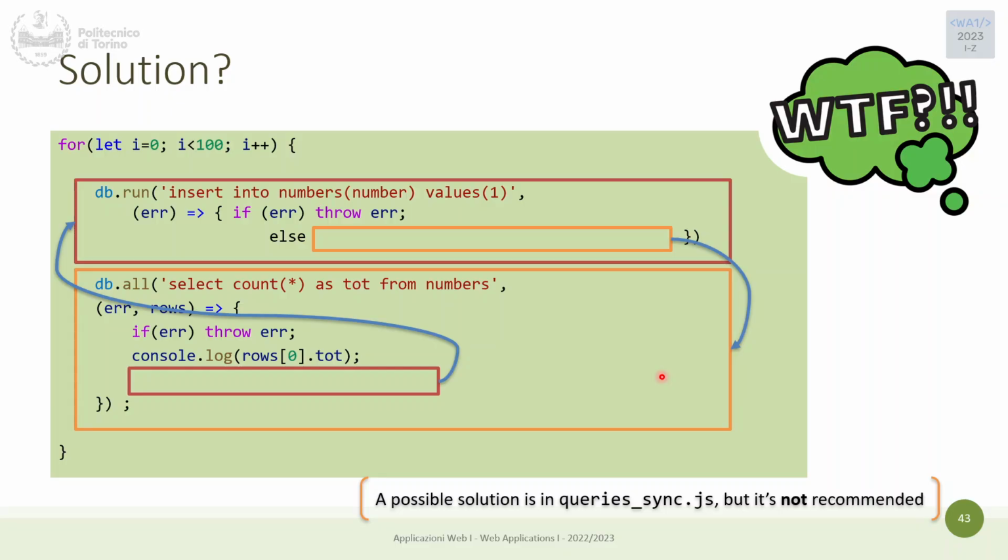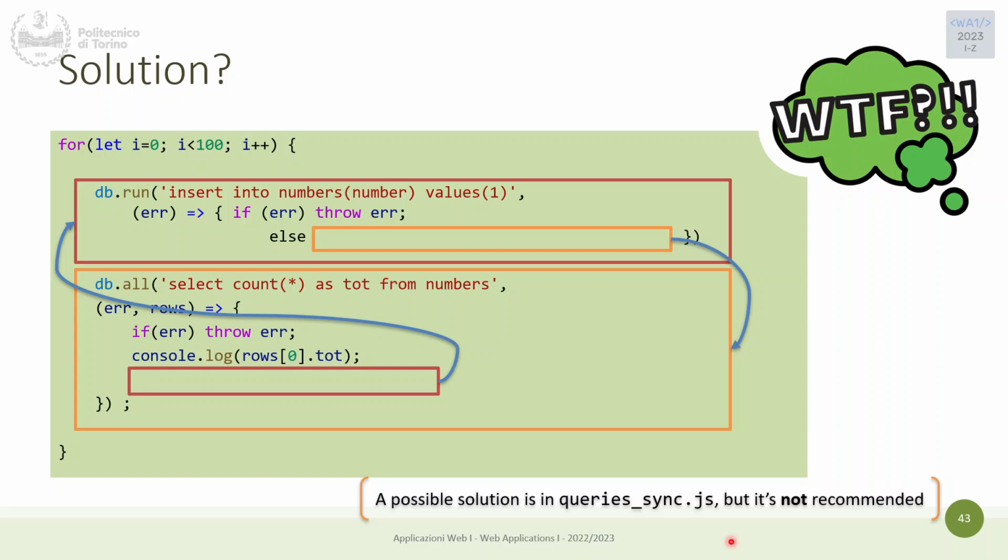So we have this very difficult situation, as it was written in the slide, which is called callback hell, like the place in which bad people go, because it's something very difficult to manage. I'm not 100% sure, but probably we will give you this possible solution, which is called querysync.js, to just show you a way to manage this kind of behavior, but it's not recommended because it's something very, very old.